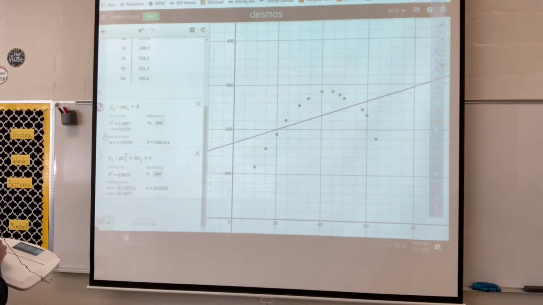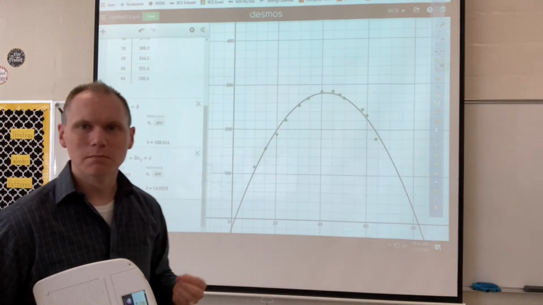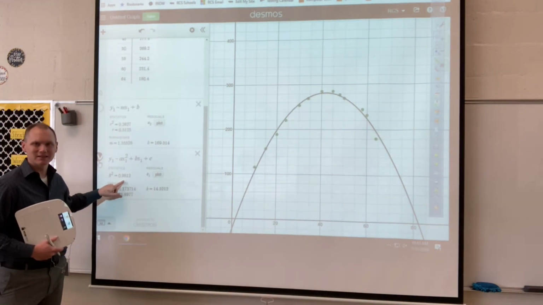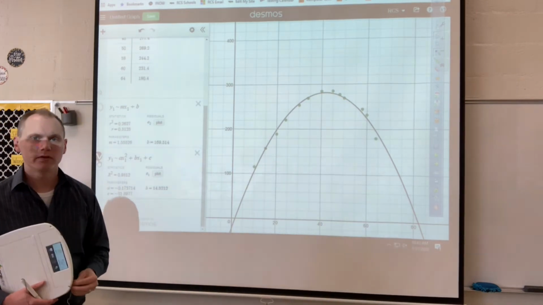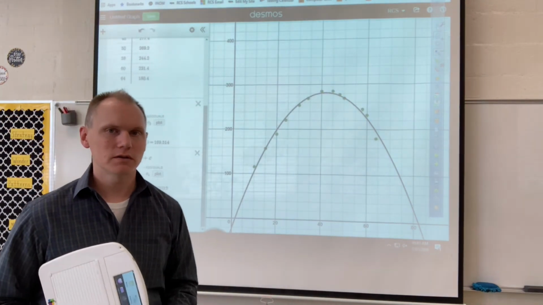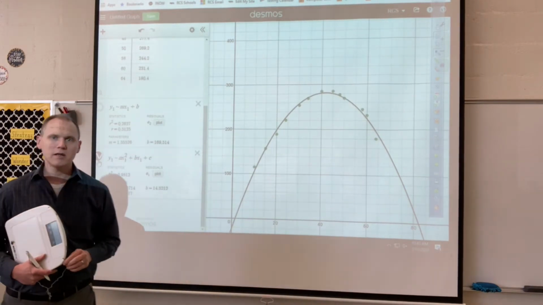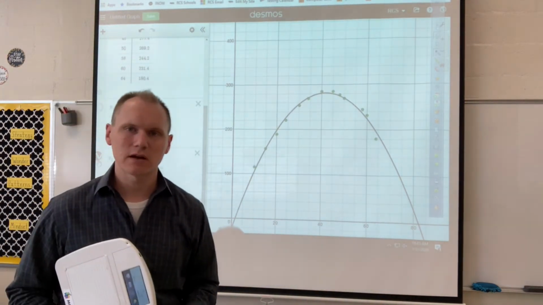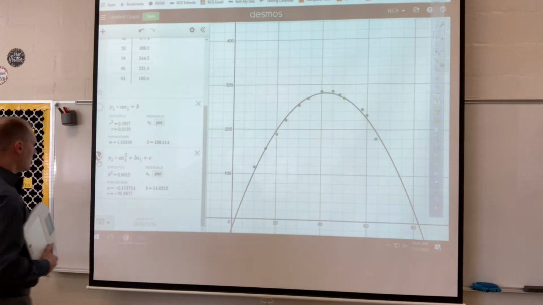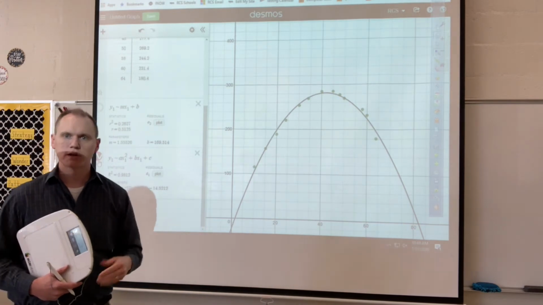All right, let me turn that one off and turn the quadratic on. You can see that the quadratic is a much better fit here. R squared, let's check it, 0.98. That is very, very close to 1, and so it's a very good fit. Basically what that 0.98 means is 98% of the variability is accounted for in this model, and so it's a very good fit to this data. A, B, and C are listed there, and so we could write our function out if we wanted to.